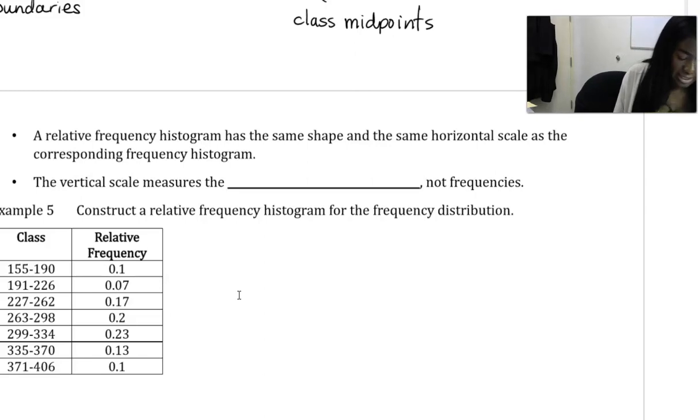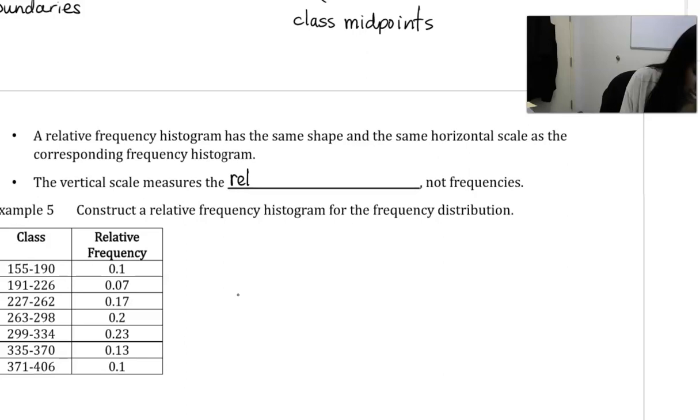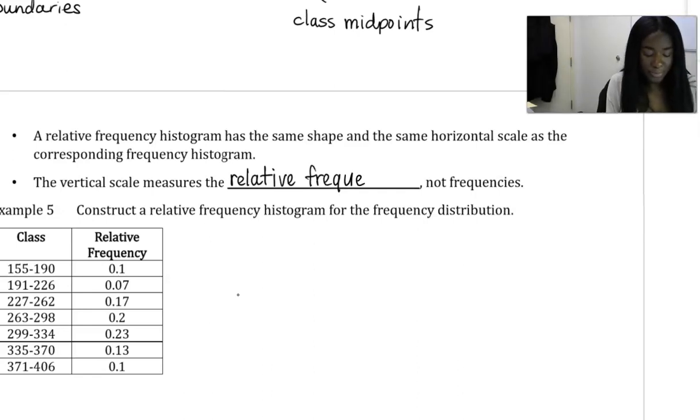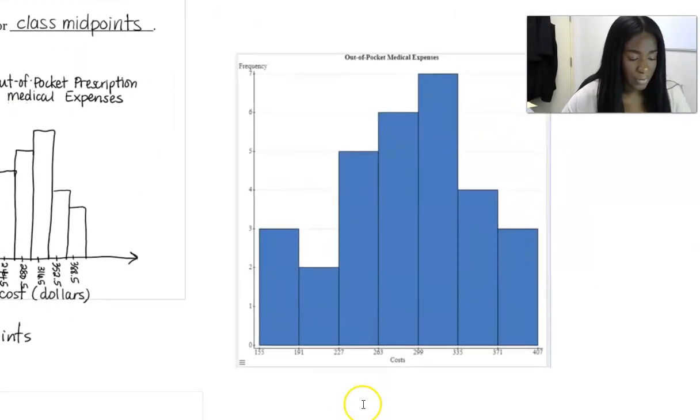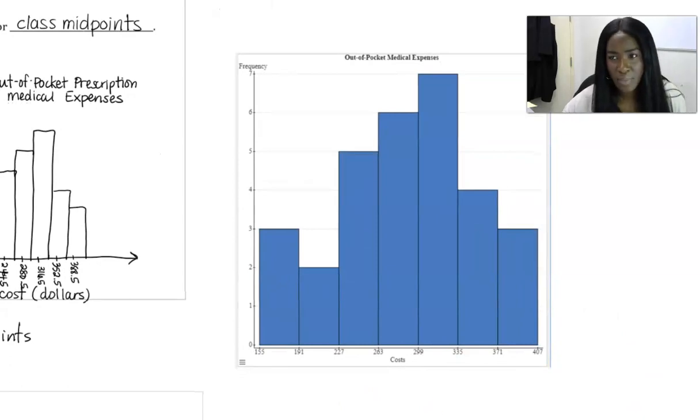The only difference is that the vertical axis this time would be measuring the relative frequencies, not the actual frequency. So the vertical axis would be showing the proportions or the percentages. Just as a quick example, I want to show you what I mean by that. Here's the histogram that we created for that previous example, and now I want us to look at a relative histogram for that same example.